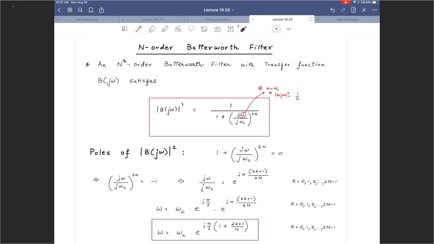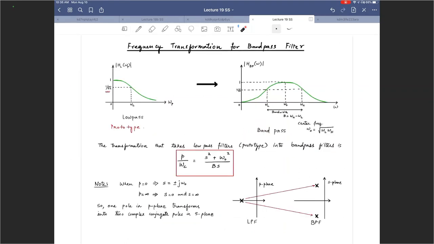Now, can we do a frequency transformation? Suppose we have designed an nth order low pass Butterworth filter. Can we transform that into a band pass filter? We can do that frequency transformation by using this particular transformation result, which is p divided by omega sub c.